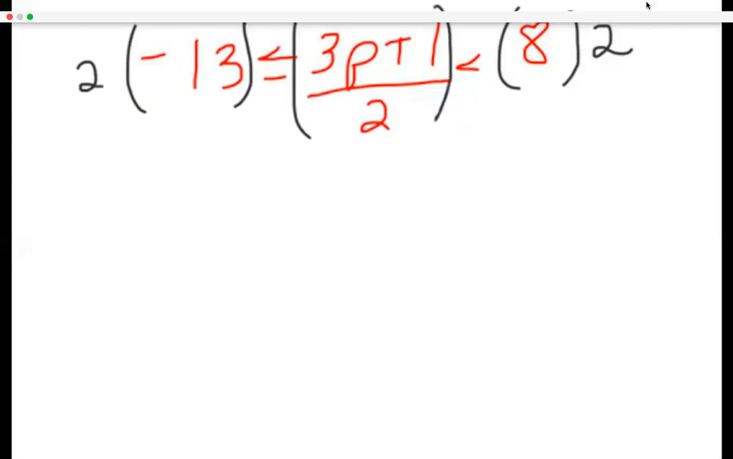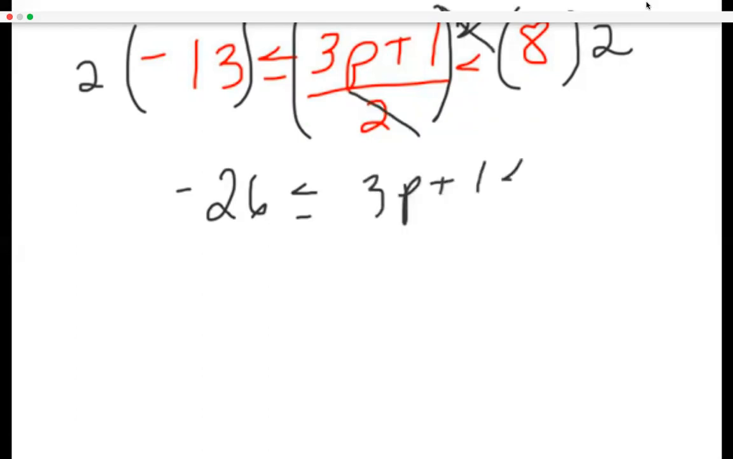Now we're going to simplify this out. 2 times negative 13 is negative 26, less than or equal to, the 2's cancel out, 3p plus 1. 8 times 2 is 16. Now, we've eliminated the fractions. We can go about solving it.